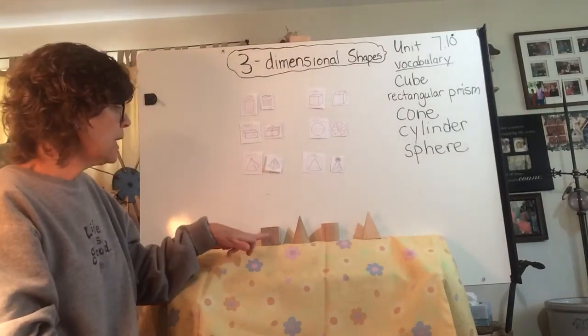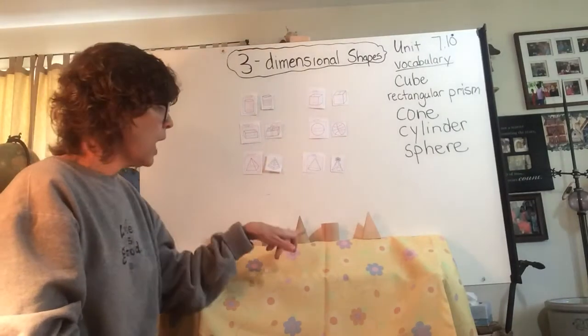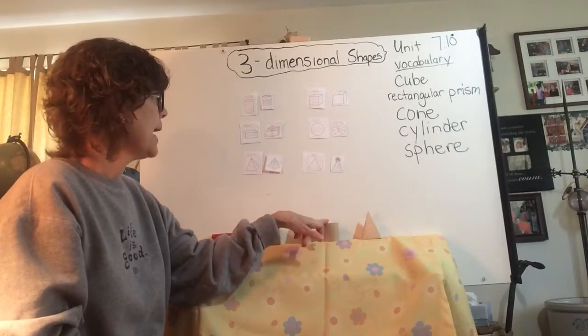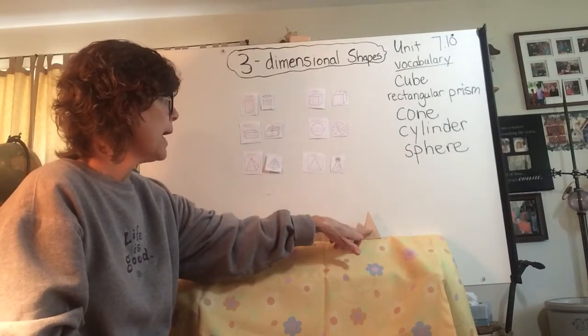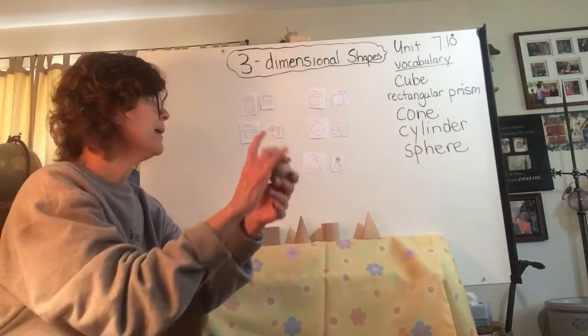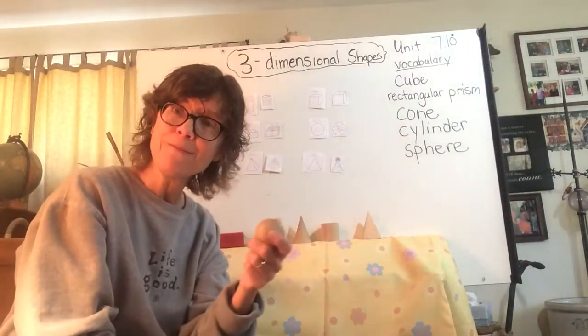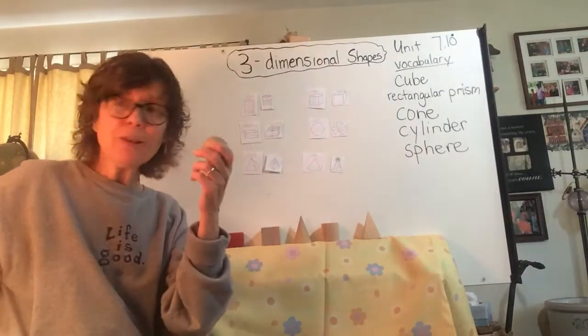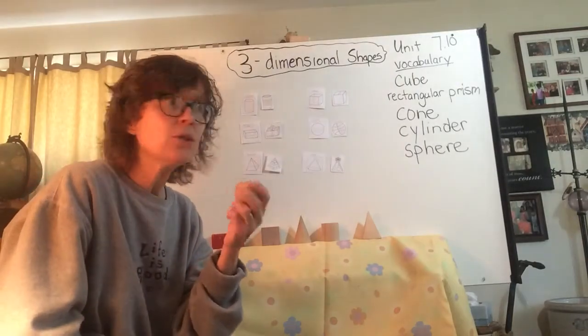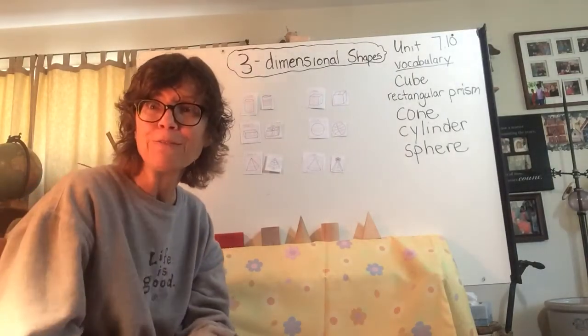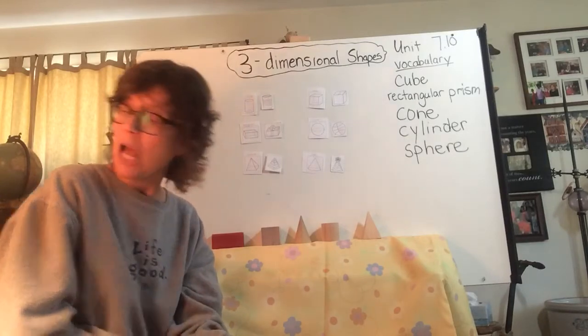Rectangular prism, a cube, a cone, a cylinder, a pyramid, and our sphere. I hope, three-dimensional shapes, you can kind of go on a search around your house and look for different shapes. It'd be a lot of fun.